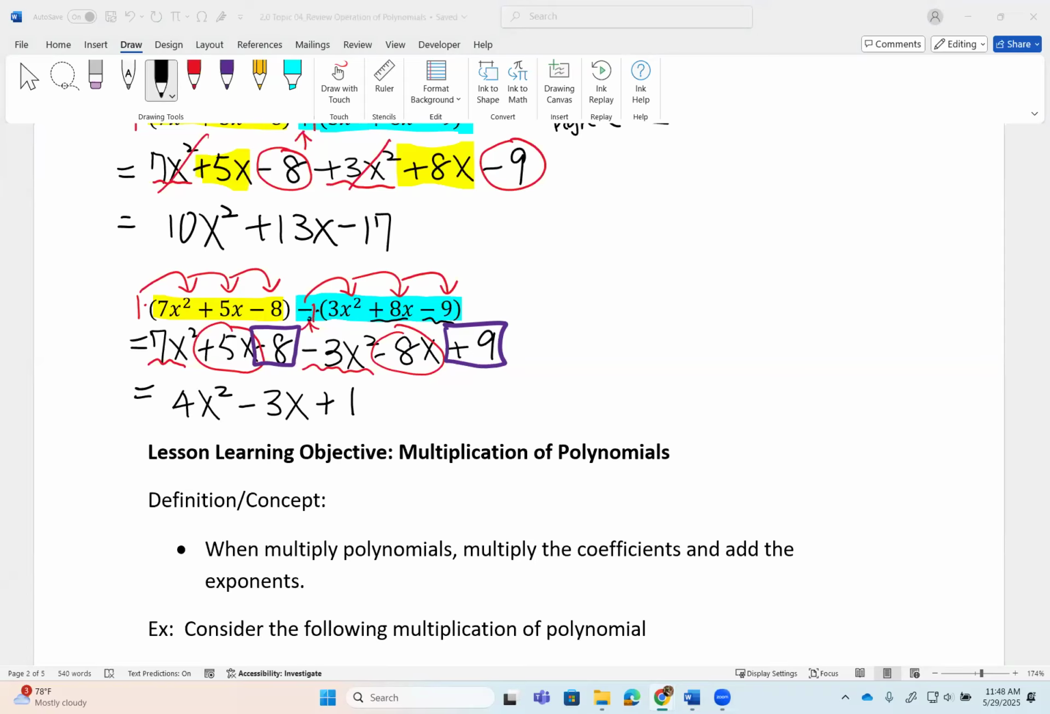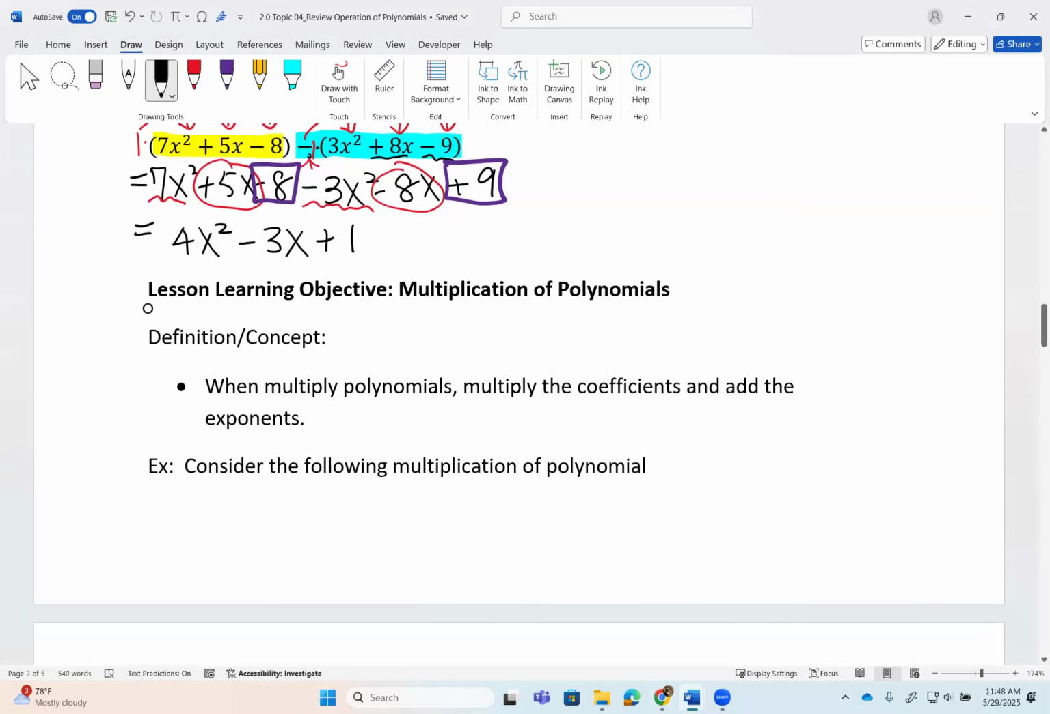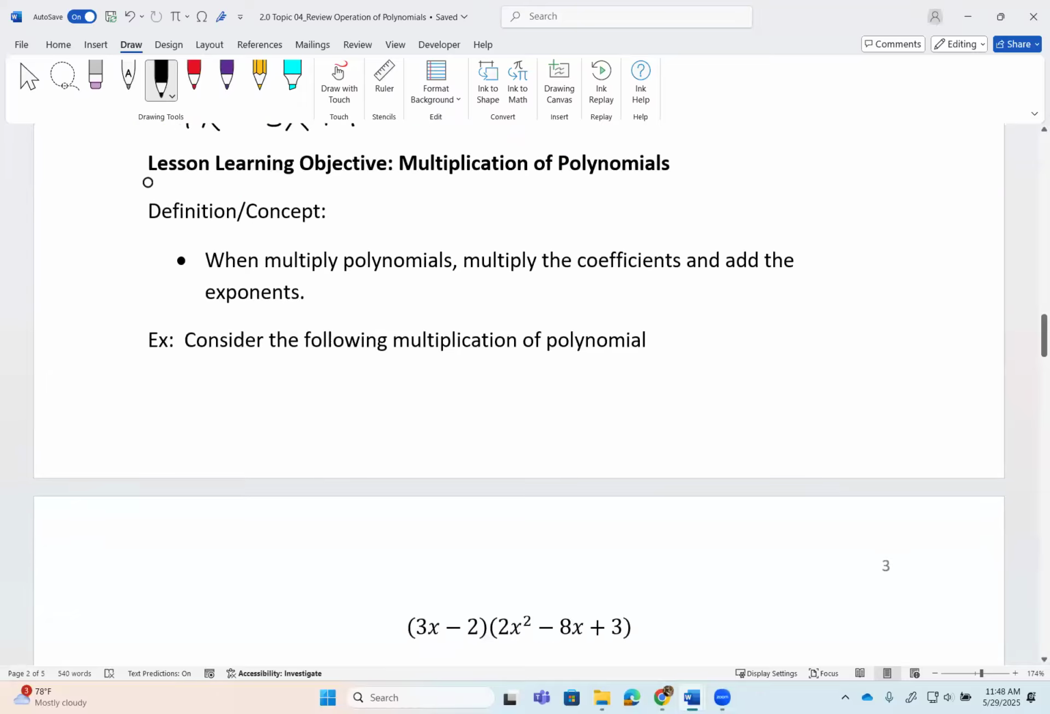All right, let's take a look at how we can multiply polynomials. So when we multiply polynomials, we're going to multiply the coefficients and add the exponents, just like from the previous topic. X times x, right? When the variables are multiplying, we are adding the exponents. So here we're going to multiply the coefficients and add the exponents.